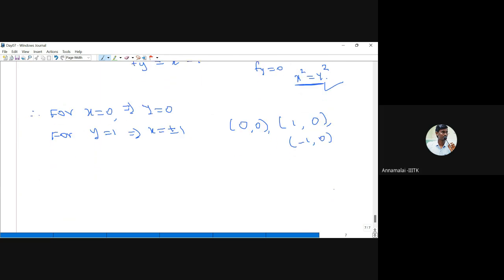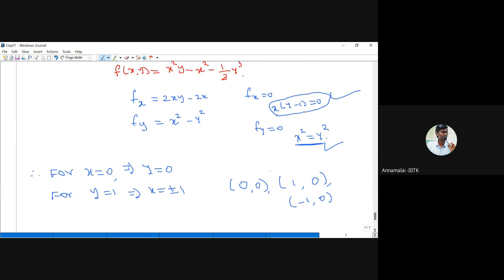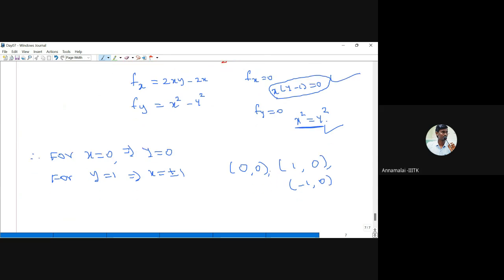Now we have to classify the nature of this one. So first we need the second derivatives, fxx, because for the Hessian matrix we need the second derivatives, right? So what is fxx? Already we know fx. So if you differentiate with respect to x again, we get 2y minus 2.